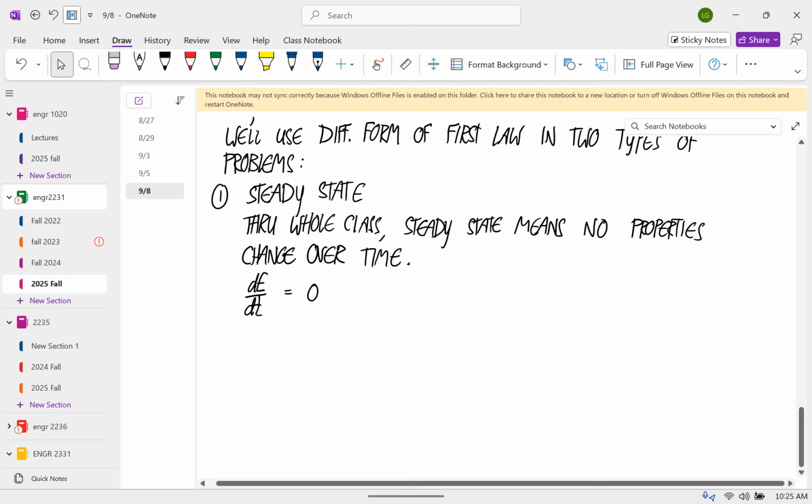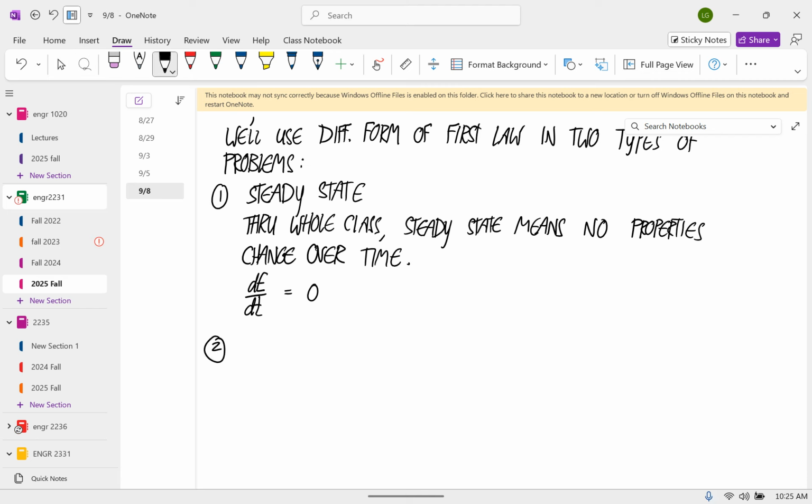The other case, which is more difficult for calculations, is the transient case. And this is when properties do change over time. And so in this case, dE/dt is non-zero.